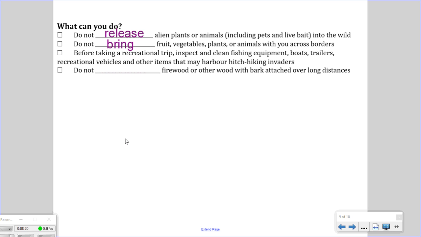Before taking a recreational trip, inspect and clean fishing equipment, boats, trailers, recreational vehicles, and other items that may harbor hitchhiking invaders. Do not transport firewood or other wood with bark attached over long distances. These could all bring visitors with you that could get introduced into new ecosystems and cause damage to those ecosystems, even though they were accidentally or unintentionally released.